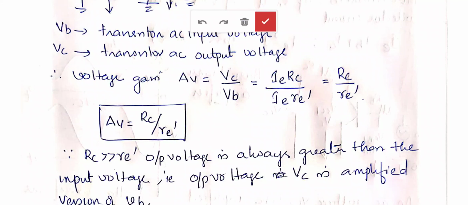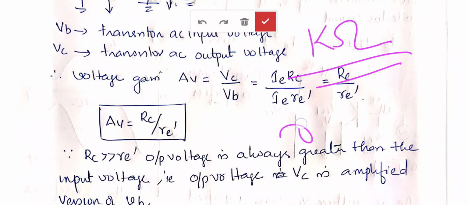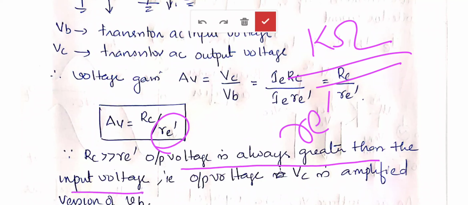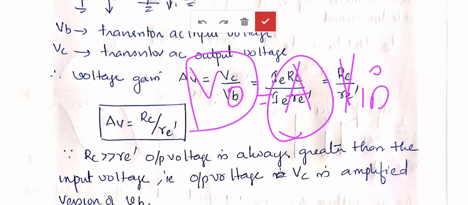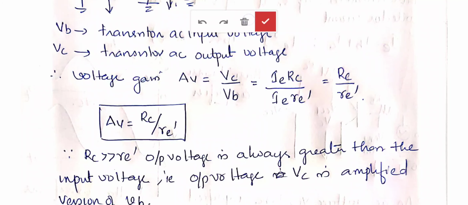So RC will be in the range of certain kilo ohms, and RE dash will be very less. Since RC is very much greater than RE dash, the output voltage is always greater than the input voltage. You can see here the denominator is very small, so this entire term will be very high. That means gain is very high. Output voltage is equal to gain into input voltage. So gain is very high means output will be the amplified version of input. Output will always be greater than the input voltage. That means output voltage VC is an amplified version of VB.